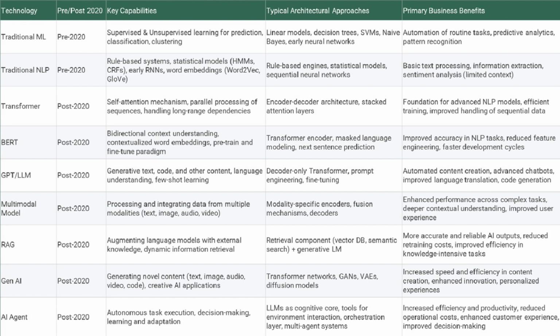Okay, so we have a good picture of the machine learning landscape pre-2020. Now, let's talk about natural language processing, or NLP.